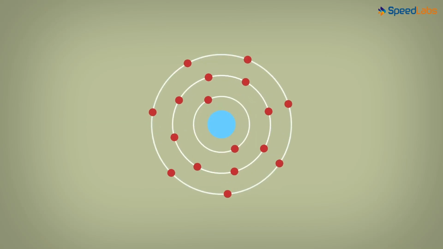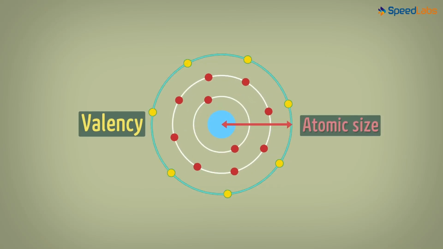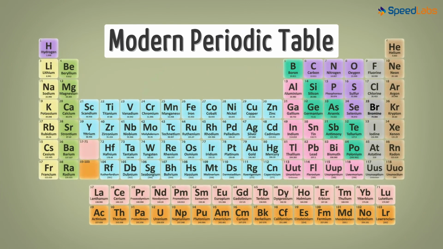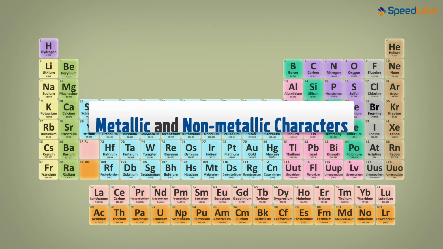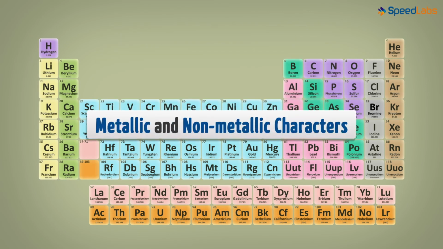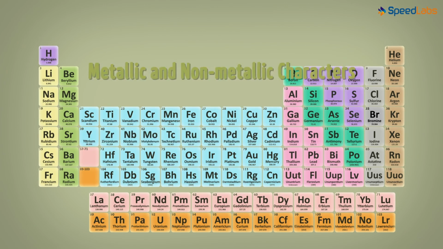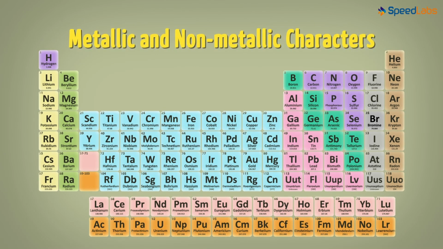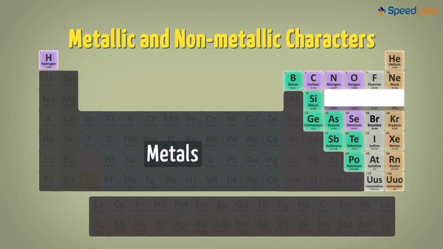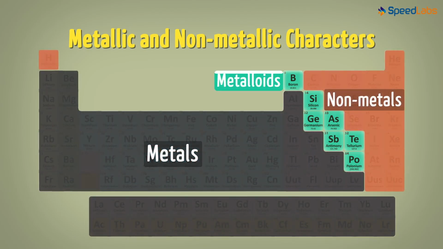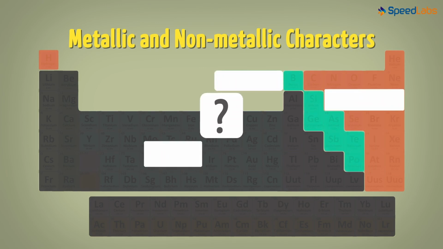We have seen how valency and atomic size are studied as trends in the modern periodic table. Now we need to have a look at another interesting trend in our list. Let's consider the metallic and the non-metallic characters. By now, we are all well aware of the fact that the modern periodic table has metals placed on the left, non-metals on the right, and the metalloids occupy the nearby central region of the table. But have you thought about why such a trend is seen?